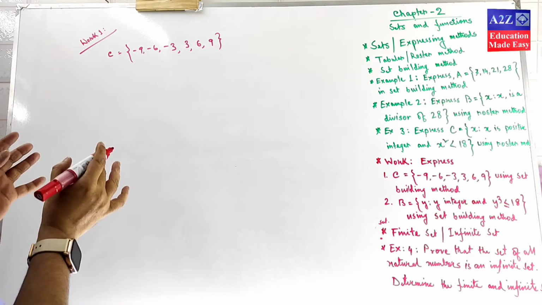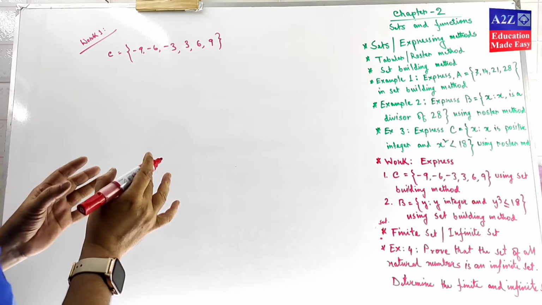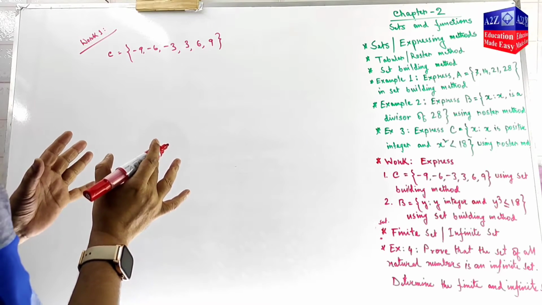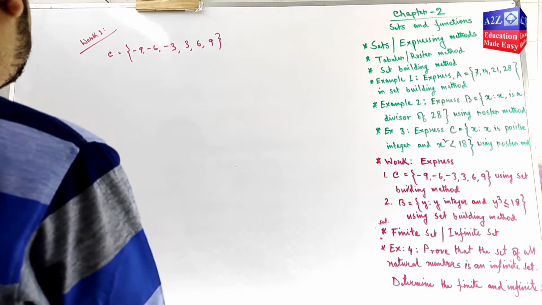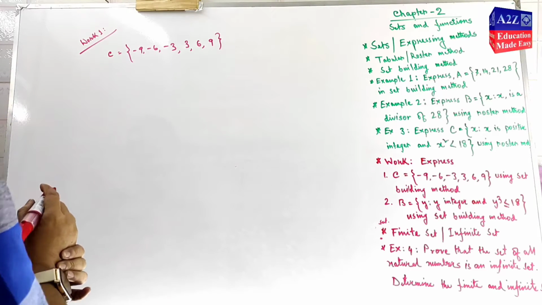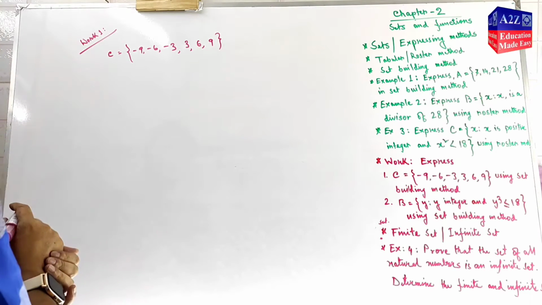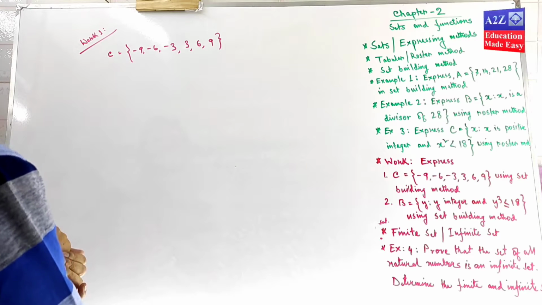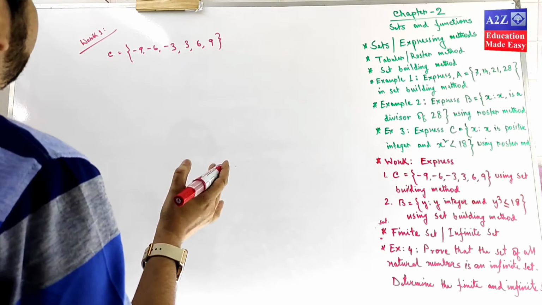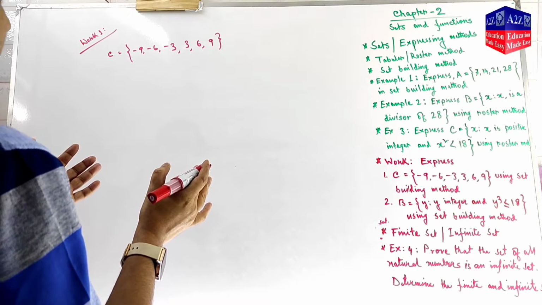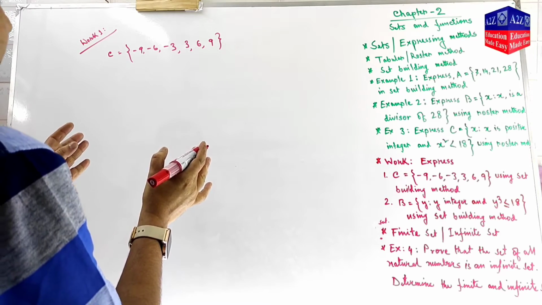To convert a set from the tabular method to the set building method, what I have to do is find out the common properties. Here you can see all the items are ranging between -9 to +9. This is one property, and the other property is that all the numbers are multiples of 3. So these are the two common properties, and I have to use them to prepare the set.